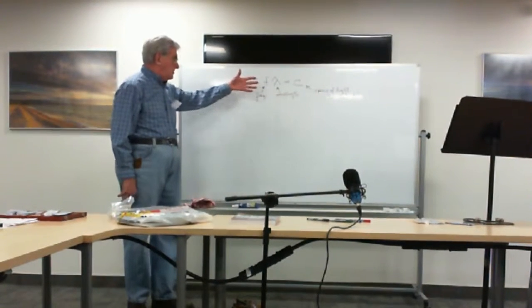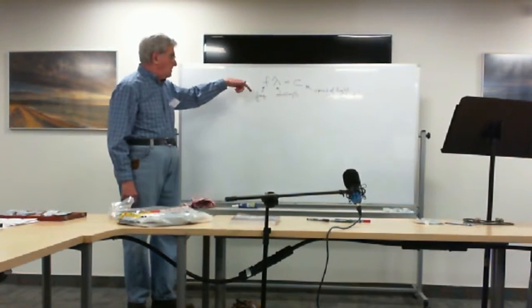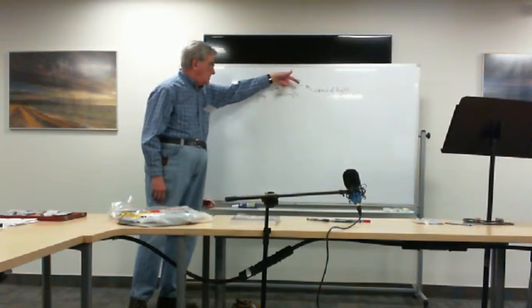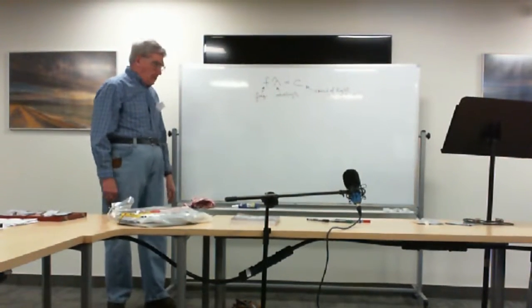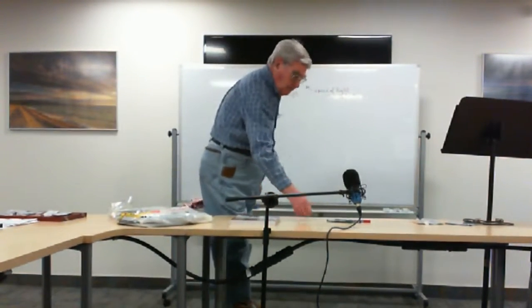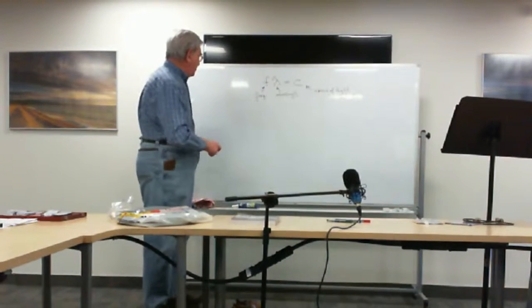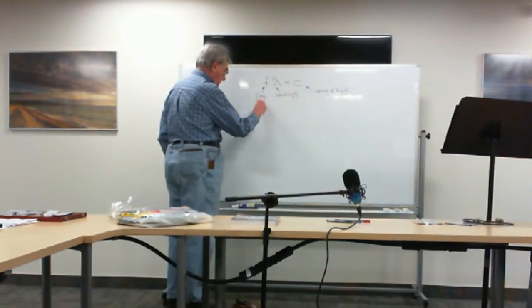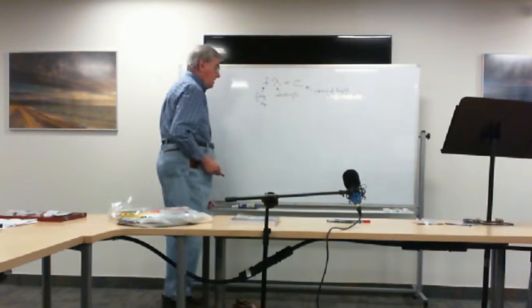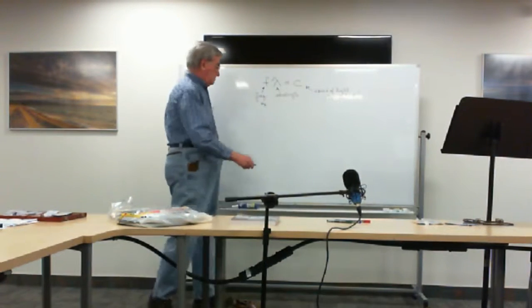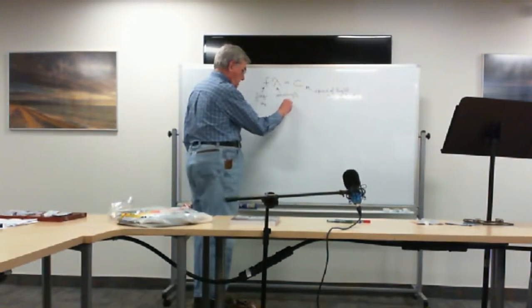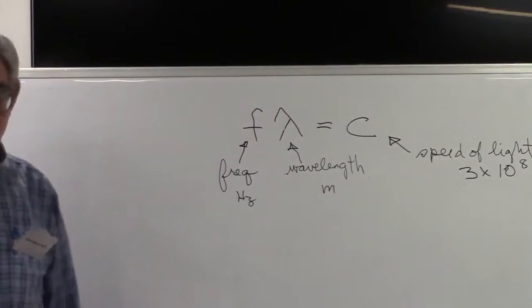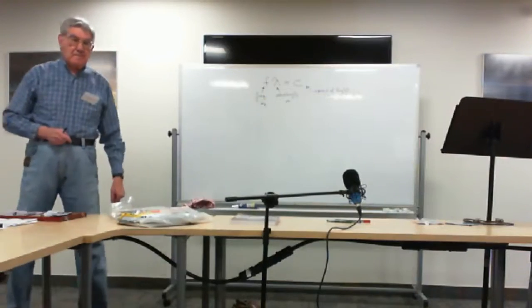But that's the simple relationship that exists between frequency and wavelength. The product of the two is equal to the speed of light. You've got to be careful. You've got to express the frequency in hertz and the wavelength in meters. That's no big deal.